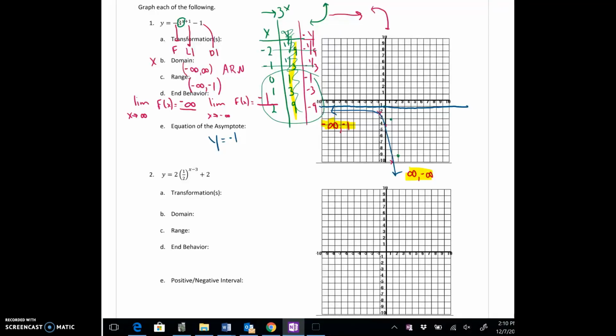Okay, so again, the big thing on number one is g, what's attached to the exponent can never be a negative number. The negative means it has flipped, right?